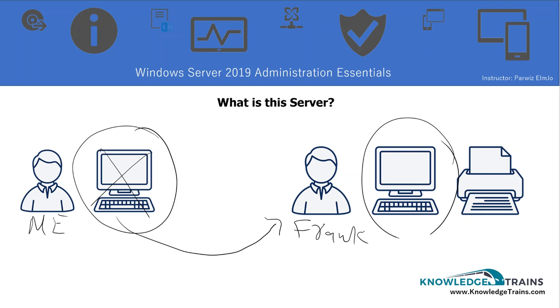Another example is how can I print if I don't have a printer here? I will again have to use a flash drive, copy the file, and then go to Frank and say, "Hey Frank, can you print it for me?" Frank will stick it into his PC and print it for me. That is how things work in a client operating system. Client operating systems like Windows XP, Windows Vista, Windows 8, and Windows 10 are all called client operating systems, or end user operating systems.